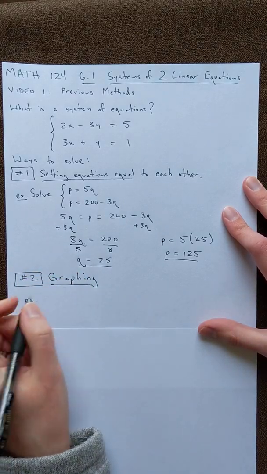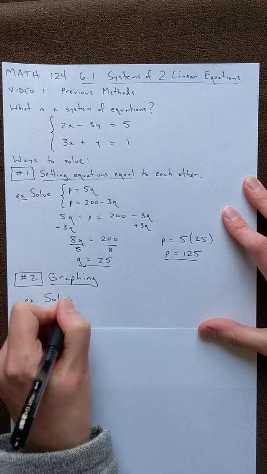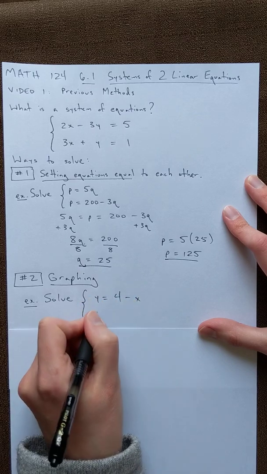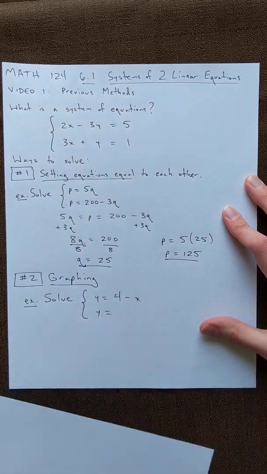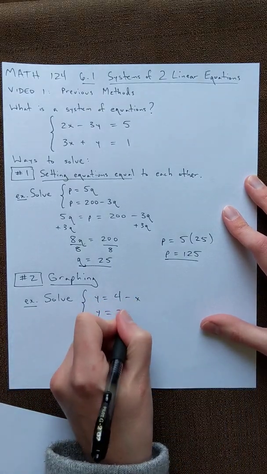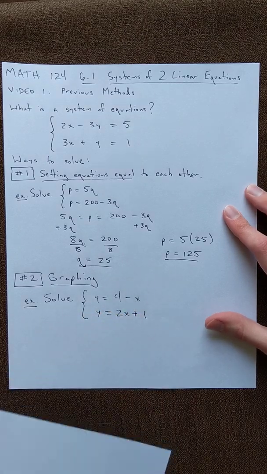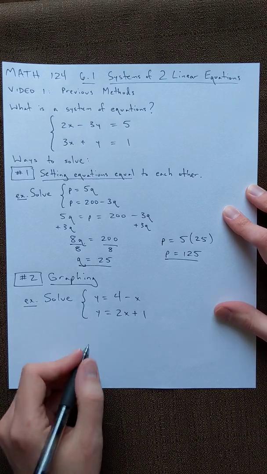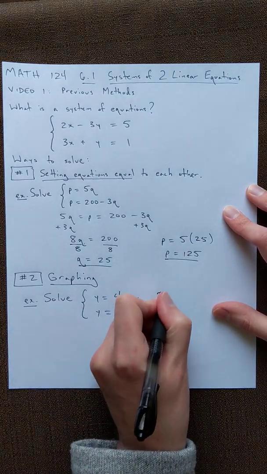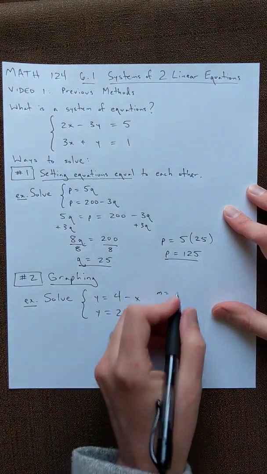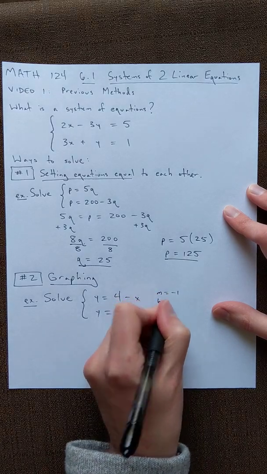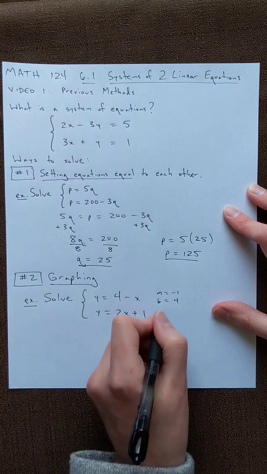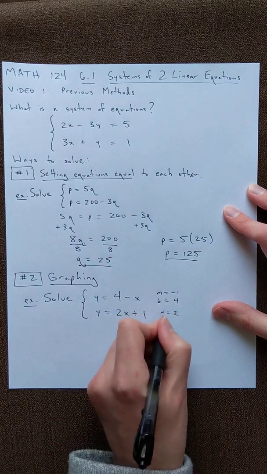So I'm going to look at an example. Solve y equals 4 minus x and y equals 2x plus 1. Okay, so staring at these two, we know their slopes and their y-intercepts. In this one, our slope, the number in front of x, is -1, and our intercept, the constant, is 4. This one has slope 2 and intercept 1.